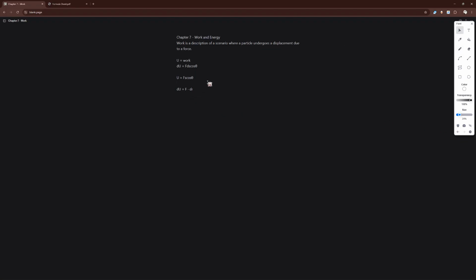Anyways, as I was saying, if theta is between 0 and 90, you get positive work. If it is between 90 and 180, you get negative work. And the same rules apply for the below-the-x-axis angles, but that's okay.